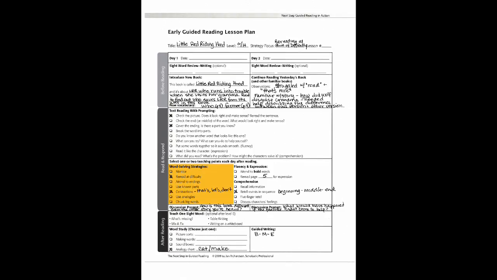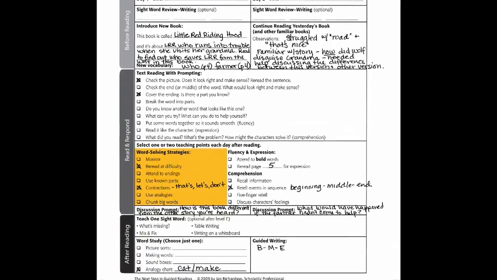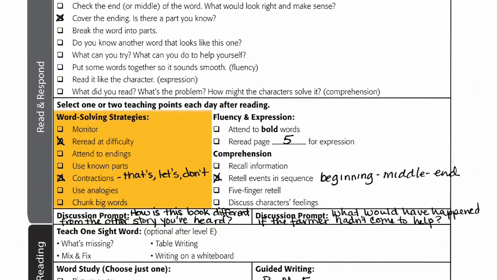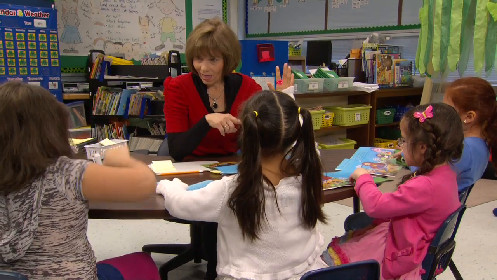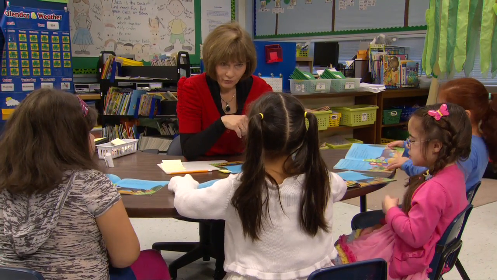Day 1 teaching points are usually focused on word-solving strategies. On day 2, when students reread or finish the book, it makes sense to focus on fluency and comprehension. One way to improve fluency is to read dialogue with expression.